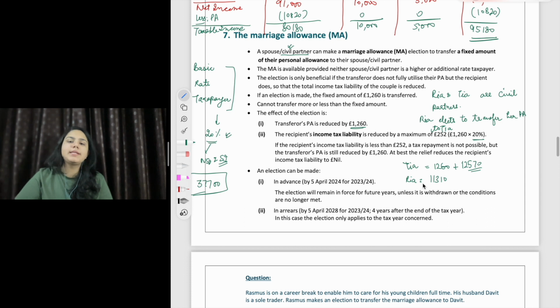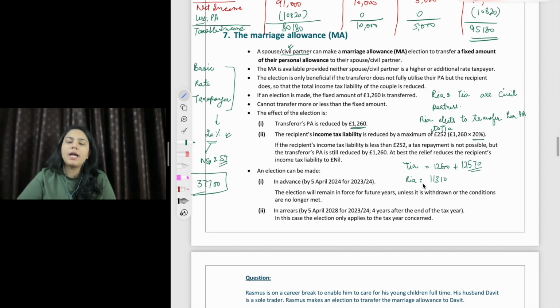Now, as I said, an election needs to be made in advance. In advance means before the tax year ends. So our tax year is from 6th April 2023 to 5th April 2024. So if you are making an election in advance to transfer the marriage allowance, it needs to be done before the tax year ends. It means before 5th April 2024.